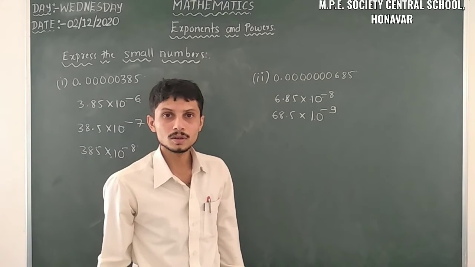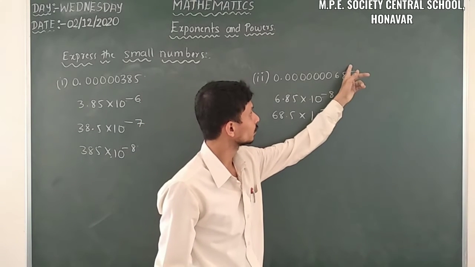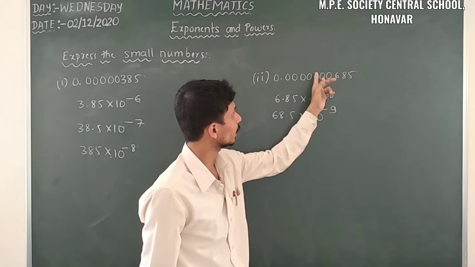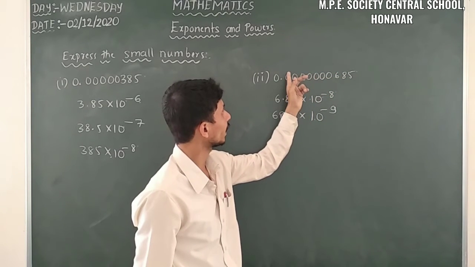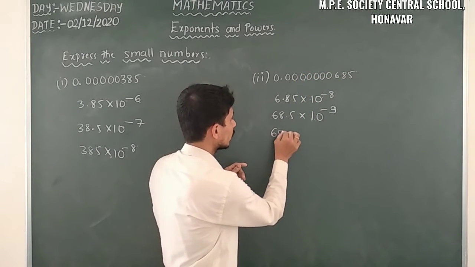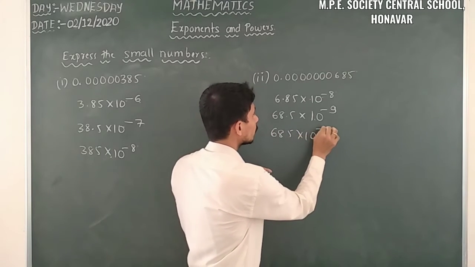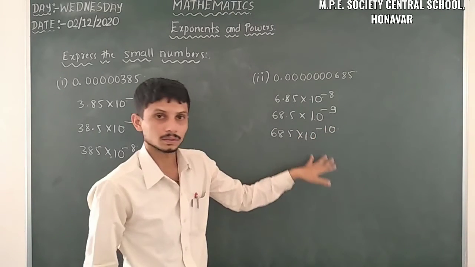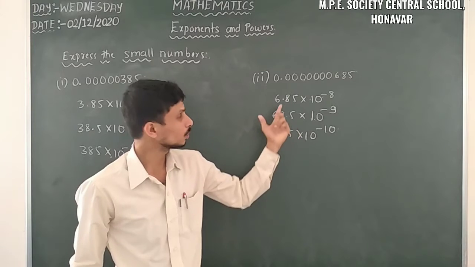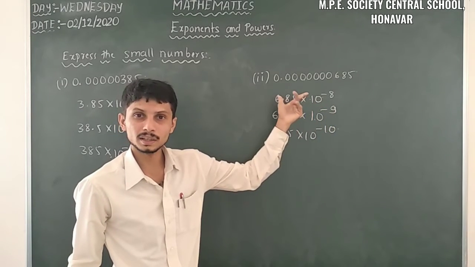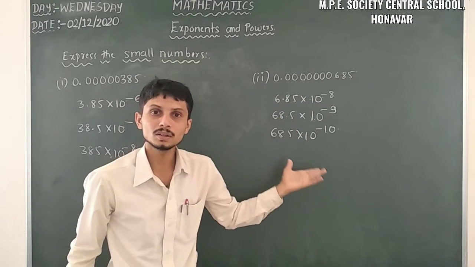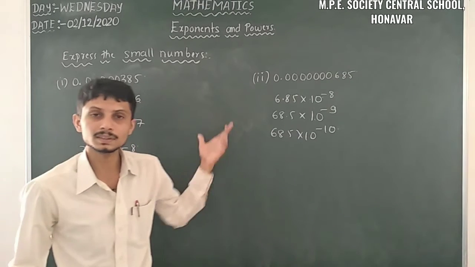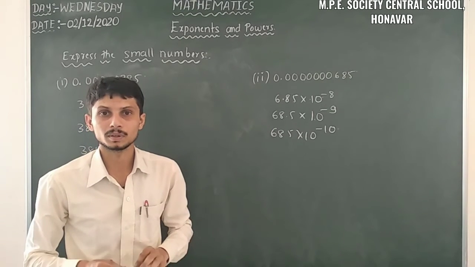Likewise we have to take. Then here, for 685: 1, 2, 3, 4, 5, 6, 7, 8, 9, 10. That is 685 into 10 raised to minus 10. When we have these things, you can write only one. So we have to know how to take that one. So this is the possibility of this number.